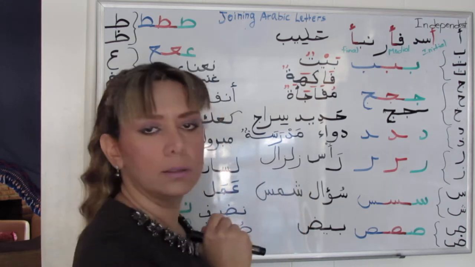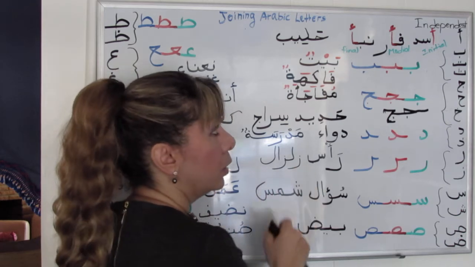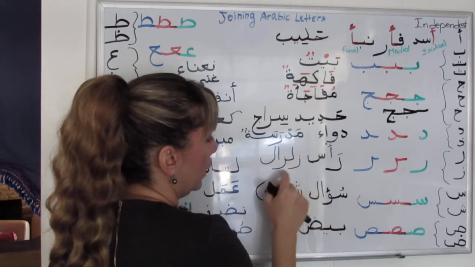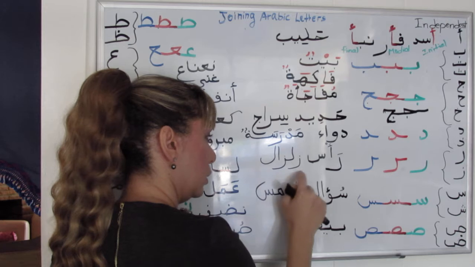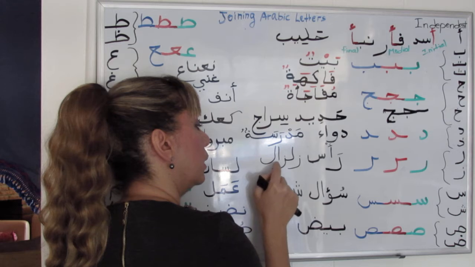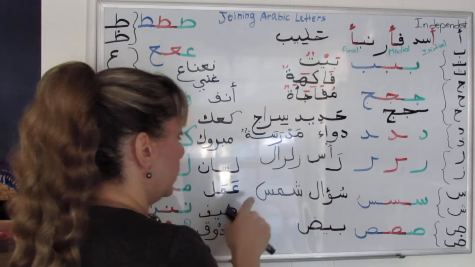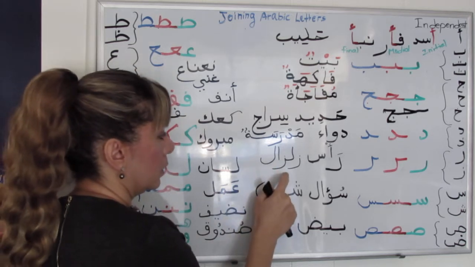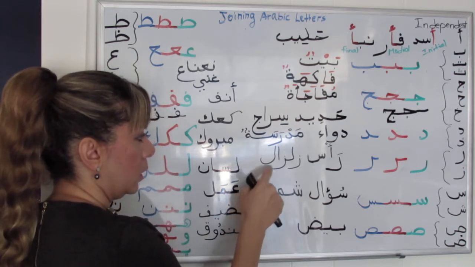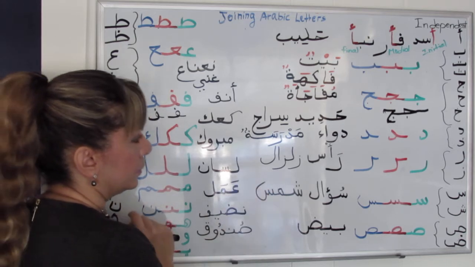Zilzal, it means an earthquake. Here we have zay by itself because it's in the initial state. Lam and zay, they connect. They can connect only to the right but not to the following letter, alif, and alif here again doesn't connect to the lam or zay. So lam stands by itself in the end because alif cannot be connected to the letter after it.